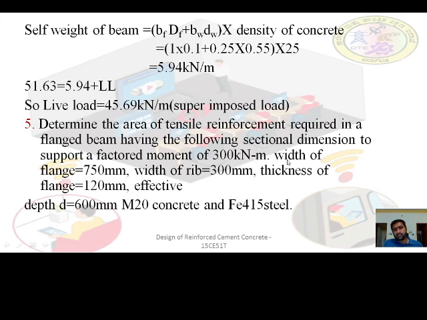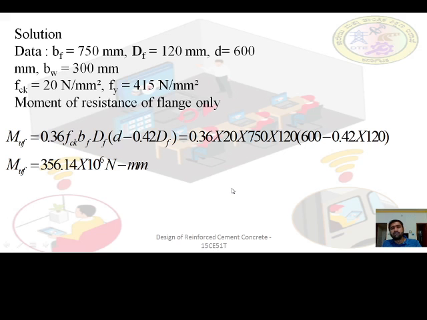So 300 kilonewton meter. The width of the flange is 750 mm. The width of the flange is given. Let us take it as the effective width. Width of the rib BW is 300 mm. Thickness of the flange is 120 mm. Effective depth is 600 mm. M20 concrete and Fe 415 steel. So I have written the data. Effective width is 750 mm. Depth of the flange is this one.